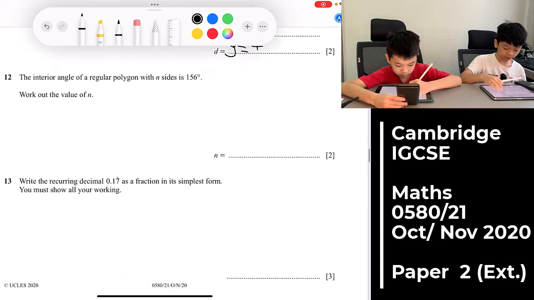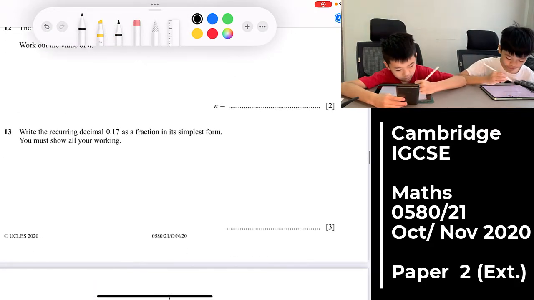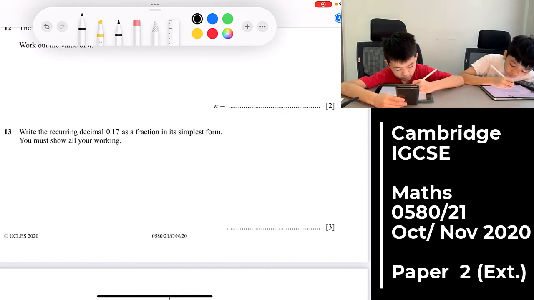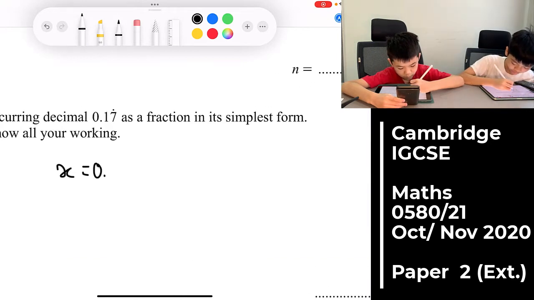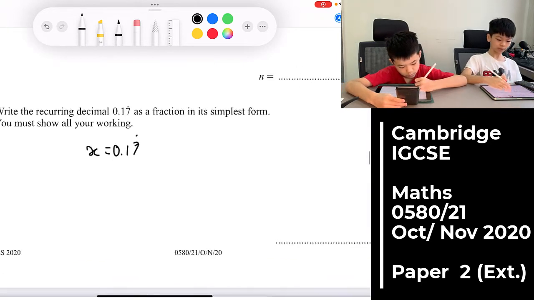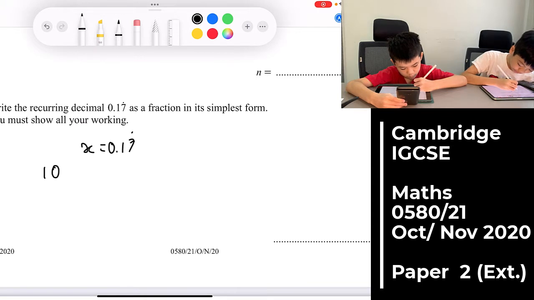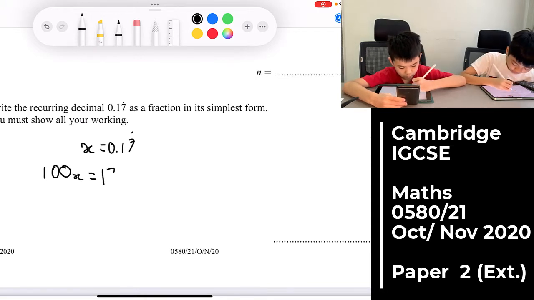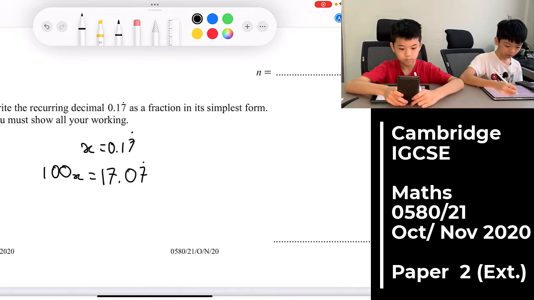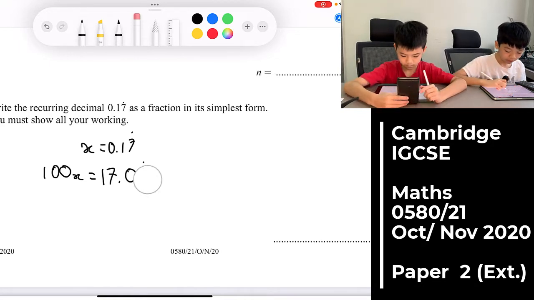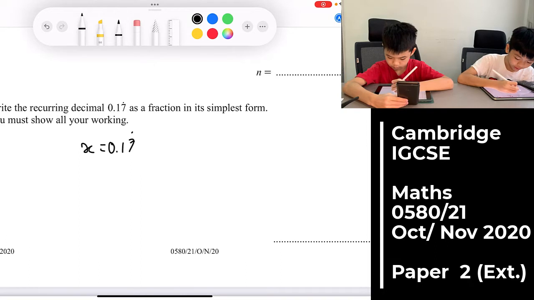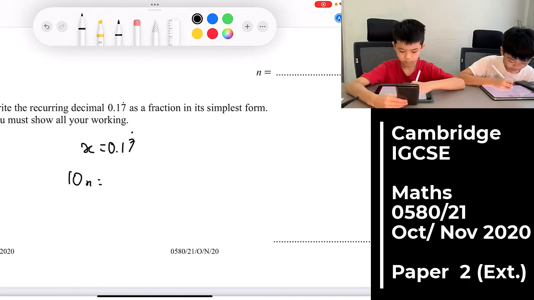Question 13. Write the recurring decimal 0.17 as a fraction in its simplest form. So x is 0.17. Then 100x is 17.07. Wait, actually we'll do 10x. 10x is 1.77.